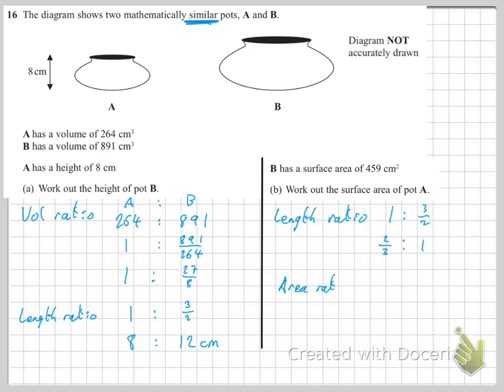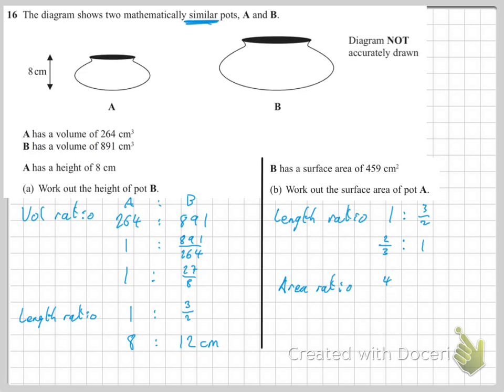Just go back a little bit. So yeah, I've put the 1 on the other side there, and therefore that'd be 2/3. So I've just divided both sides by 3/2, and you get 2/3 to 1. So area ratio, you're given the extra information, 459.